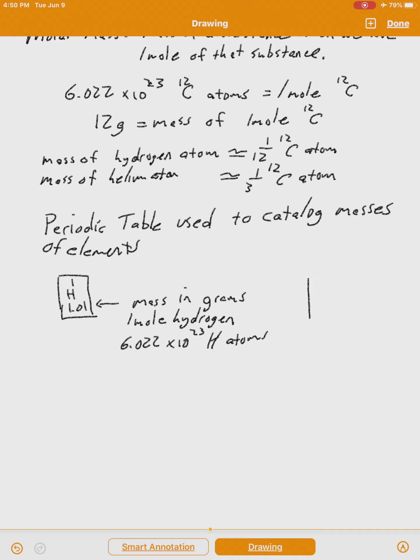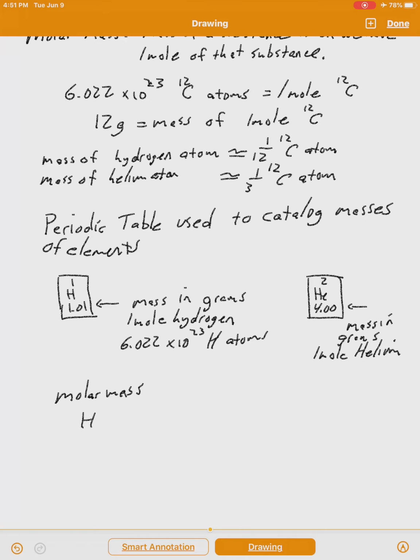If you look at the second element in the periodic table, element 2 is helium, right? That would give you your mass in grams of 1 mole of helium. Isn't that cool? So we now have masses corresponding to a certain number of atoms, which is this Avogadro's number, which is the same as a mole. So we're going to call these masses molar mass. And they're available for use in the periodic table.